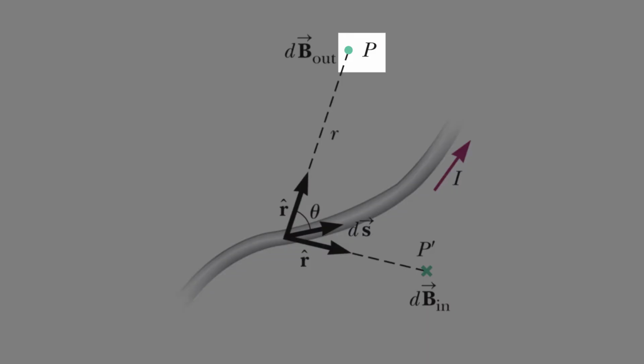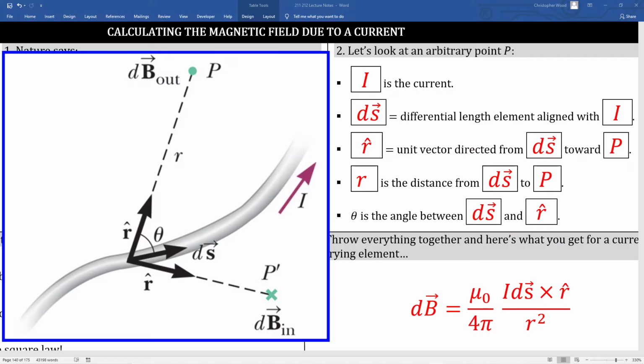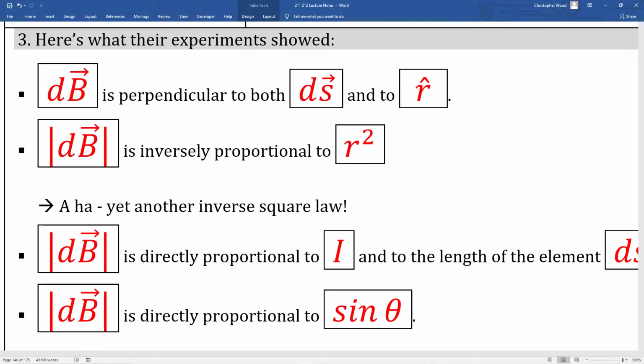That means the magnetic field at point P is coming out of the page. At point P prime you see an X. That means the magnetic field vector, which we're calling dB, is going into the page at this point. Box 2 summarizes everything I just said. Box 3 shows you what was found.